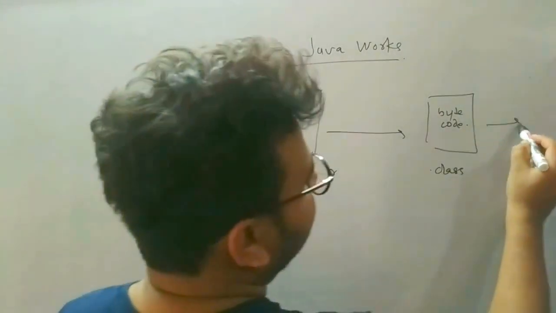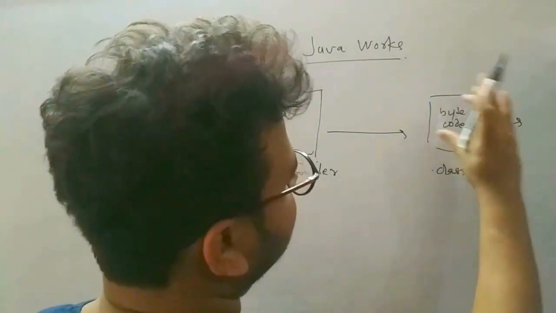Then JVM reads this bytecode. Then JVM takes this bytecode and runs this. So here is our JVM, and then it runs on different platforms. It may be mobile, computer, or others.